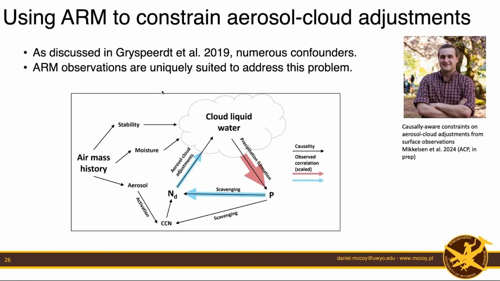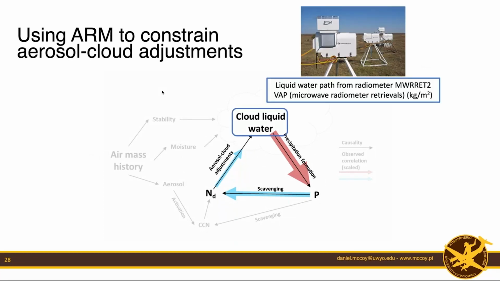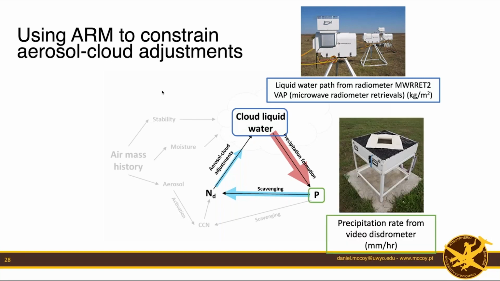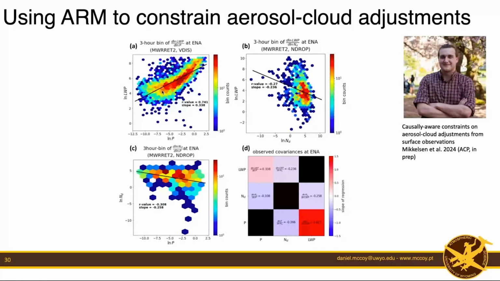So I would argue that ARM observations are uniquely well situated to answer some of the questions surrounding aerosol cloud adjustments. What August did for his master's is he looked at liquid water path from the microwave radiometers at ENA, precipitation rate from the disdrometer, and cloud droplet number concentration from the Ndrop product. Using these, you can get an idea of all these parts of this causally ambiguous system. But even though you have an idea of all these state variables, you're still in correlation world rather than causation world. So August went through and looked at the mean state of all these variables and their correlations.